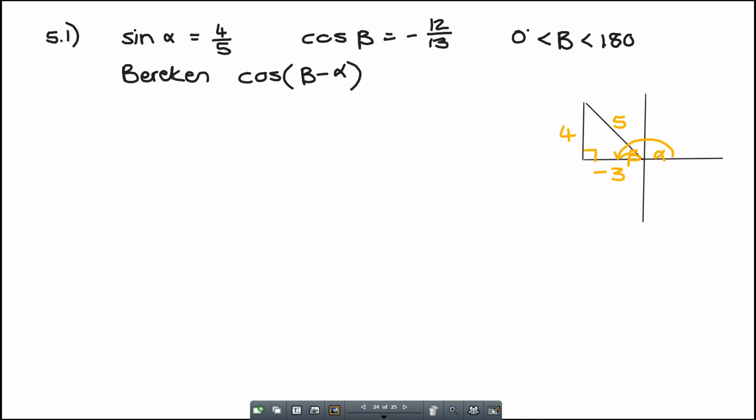Ek wil gou iets anders doen. Kyk gou hier julle. I want to quickly show you something. What I forgot about is this first part where they said alpha must be the acute angle. Nee? So dan ek gaan net gou dit doen. Dan gaan ek, daar's alpha. Okay.